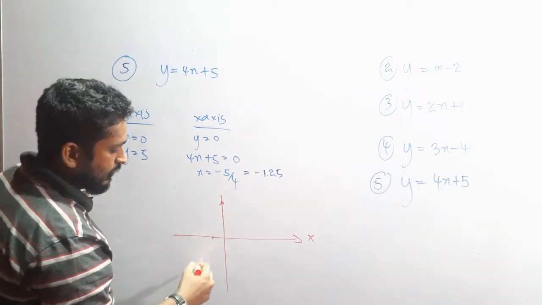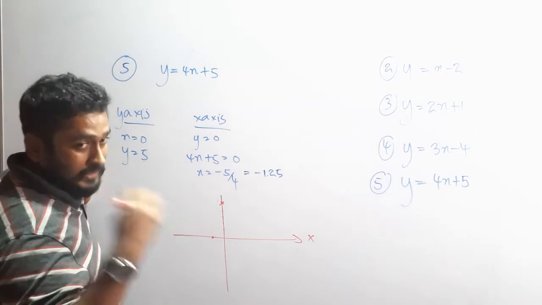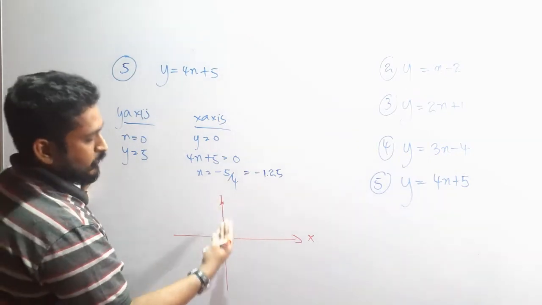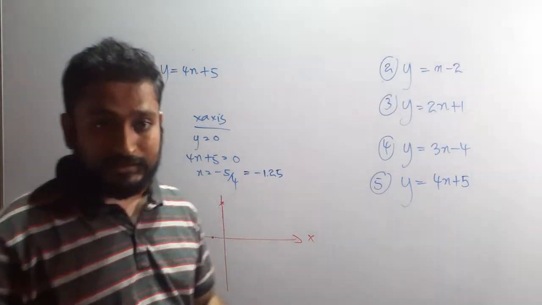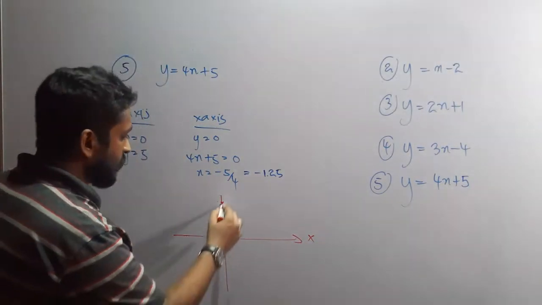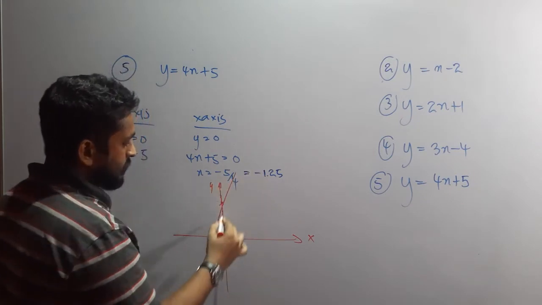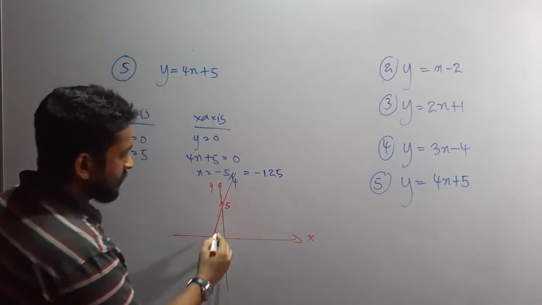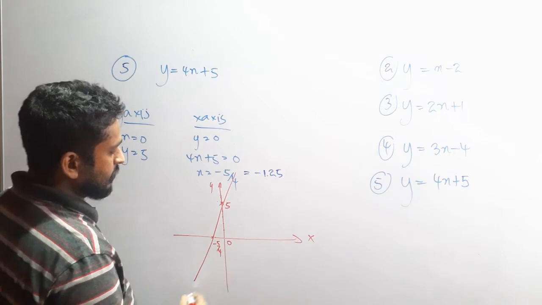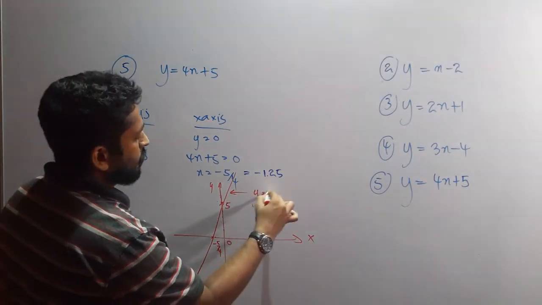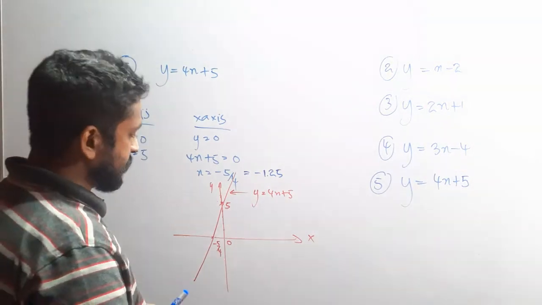Now it is the time for the graph. By now you know why we are using the pencil. We have some corrections to extend the graph or the axis, so we need the pencil and the eraser. Make this connected. On the y-axis this is 5, this is minus 5 by 4, and this is the origin. And name the graph y equals 4x plus 5.